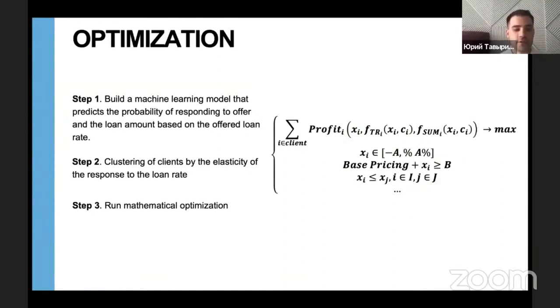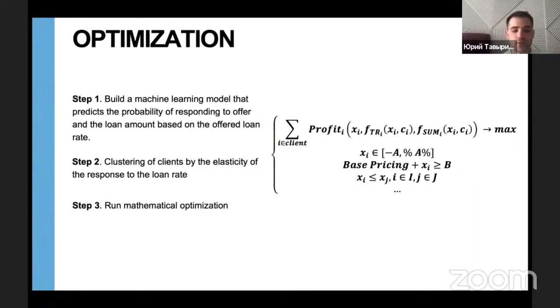After the analysis of the clients and the construction of the elasticity curves, we are in a position to select the rates for the clients. For this, we use mathematical optimization, namely Xi, the changes in the rate for each client from base pricing. Let Ci denote the found cluster for each client. And the target function will be the total profit that we will receive from all clients after the rate change.